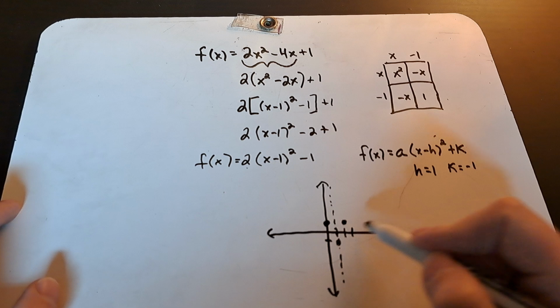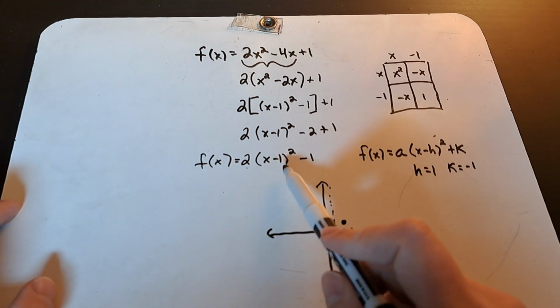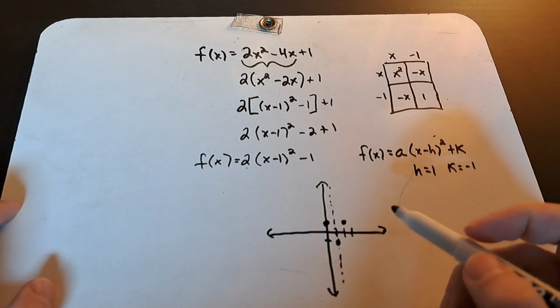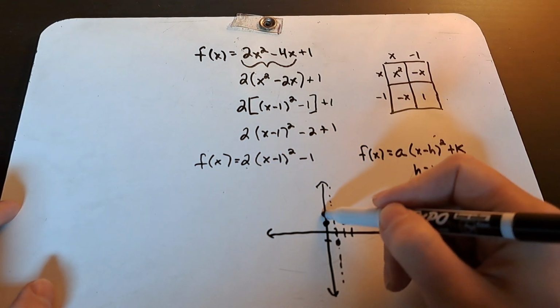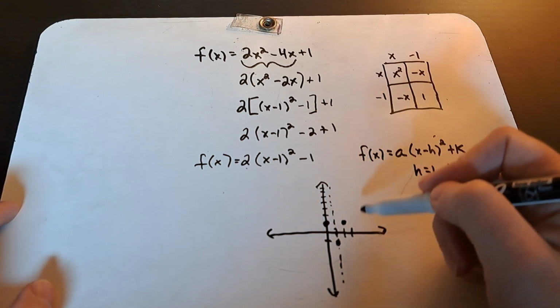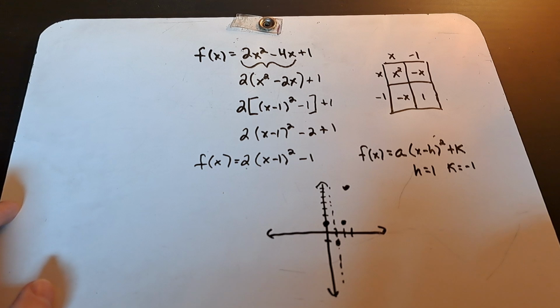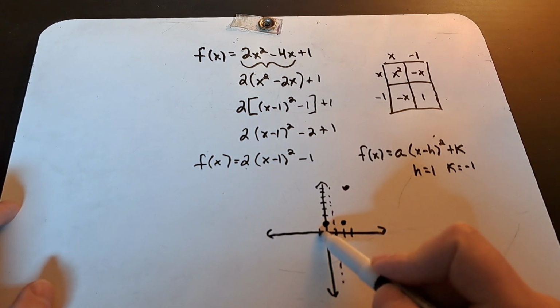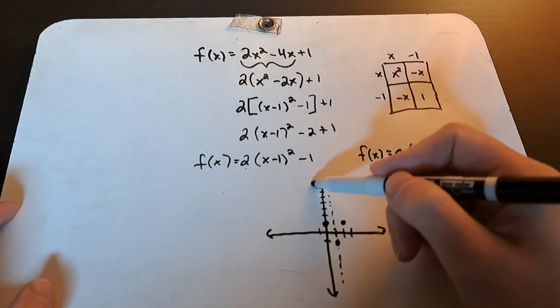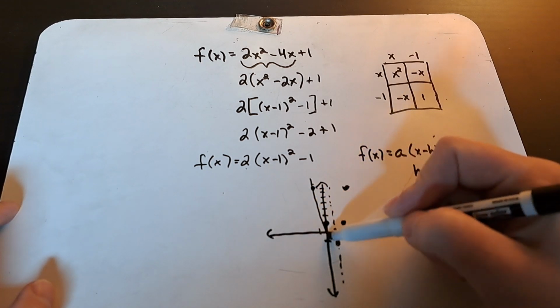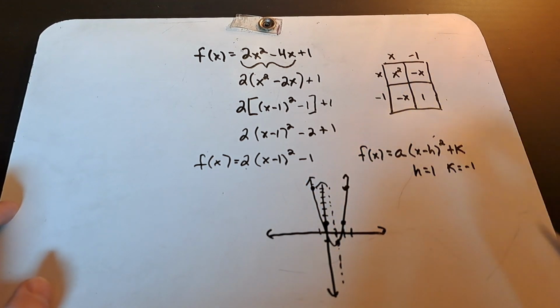And I could do the same thing for x equals 3. 3 minus 1 is 2. 2 squared is 4. 4 times 2 is 8. Minus 1 is 7. Okay, so 1, 2, 3, 4, 5, 6, 7. So I have a point at (3, 7), which also means that, so 1, 2, 1, 2, at negative 1, it also must have a point at 7. Okay? And so there's my graph, and there's my parabola.